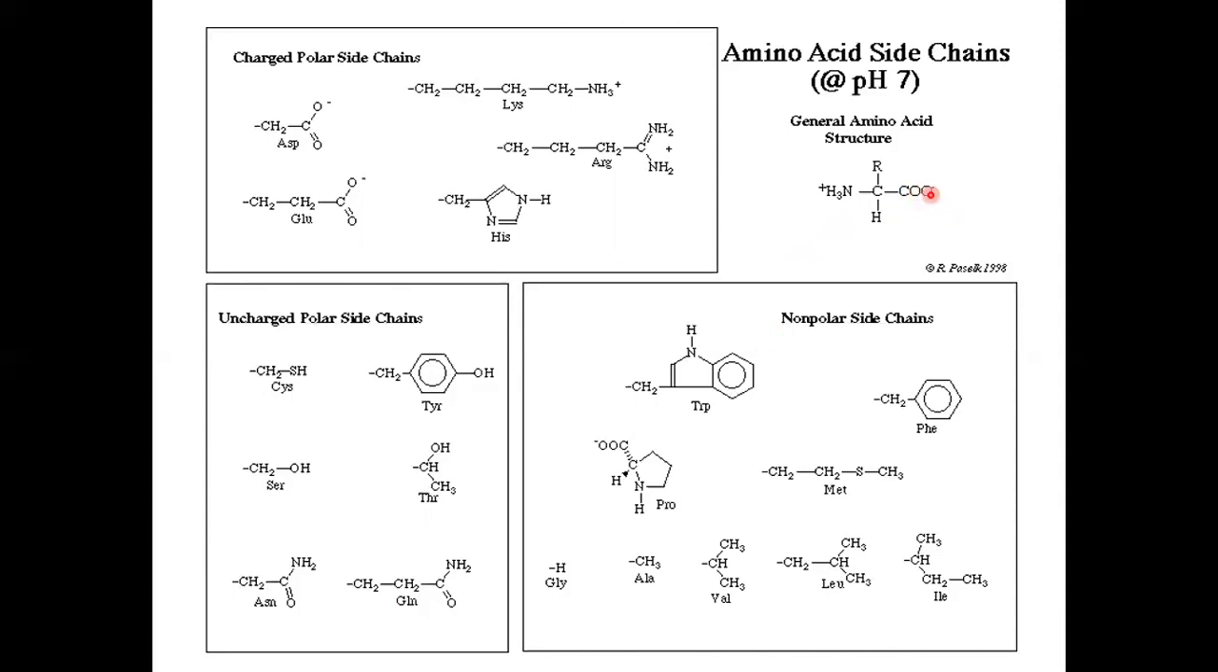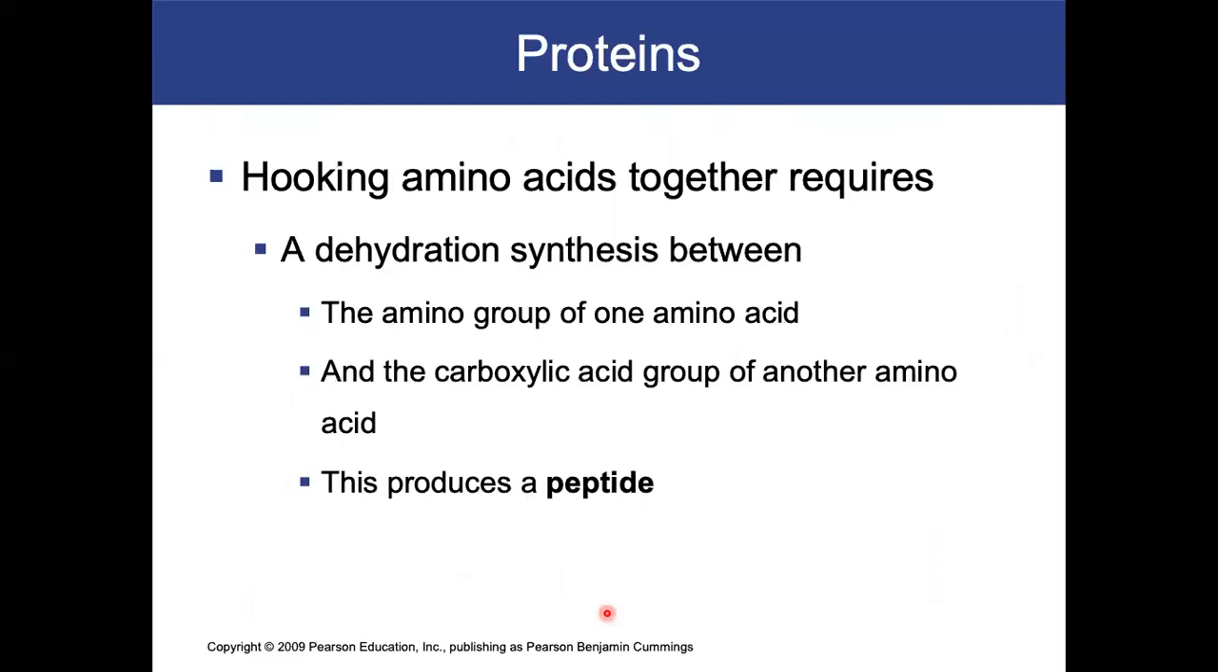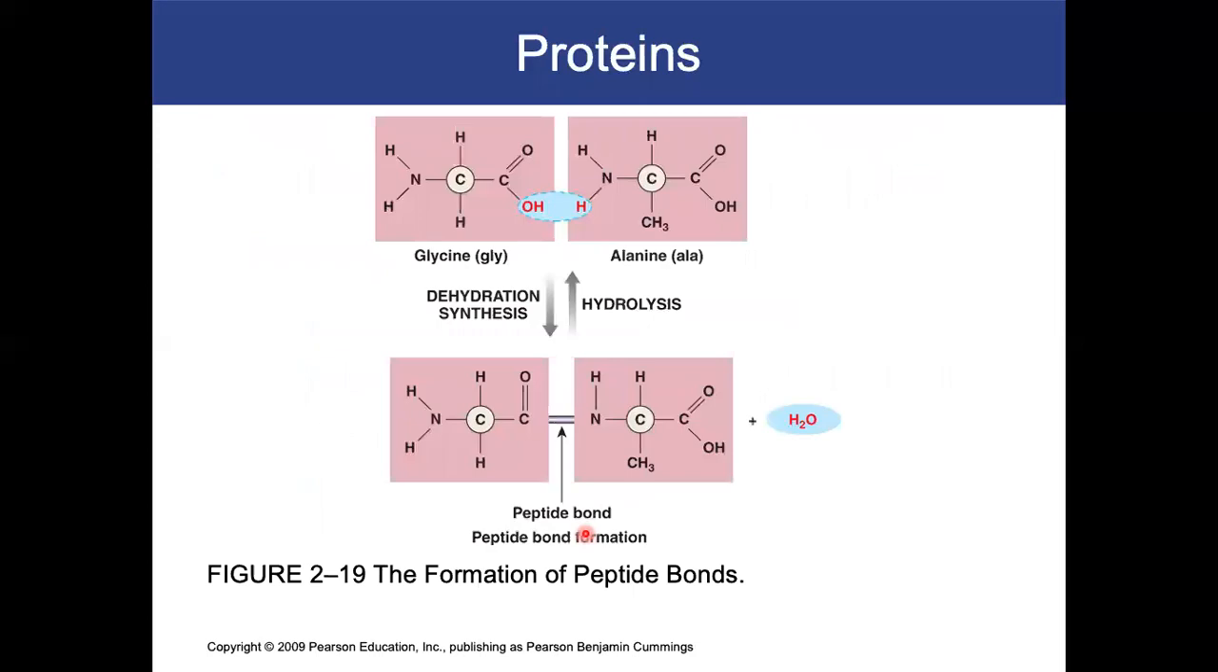So here's your COO, here's your carboxylic acid group, your amino group, your H, and then right here would be this whole structure, tryptophan. Just to give you an idea. Hooking these together requires a dehydration synthesis reaction that produces a peptide bond, or a peptide, excuse me. The peptide bond is what forms. The peptide is the chain of amino acids.